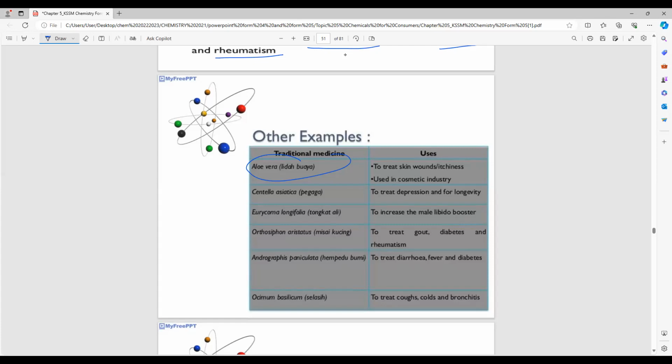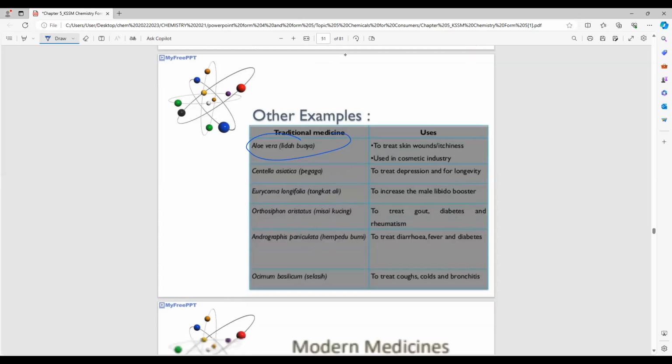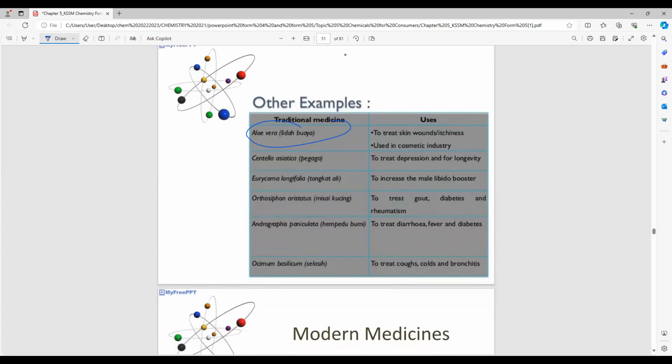Now, I'm not saying go and take turmeric for everything. Okay, no, I'm not a doctor. I'm not a food analyst either. I'm just telling you what works and what didn't work. Aloe vera, they use in the cosmetic industry as well.